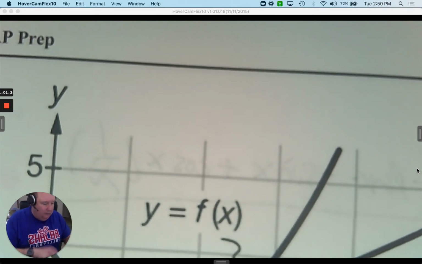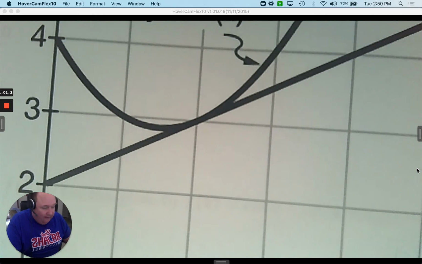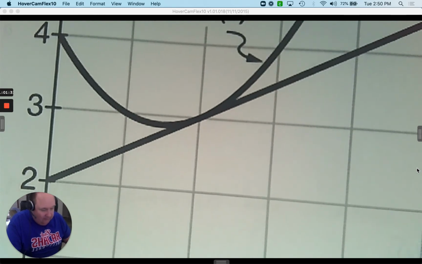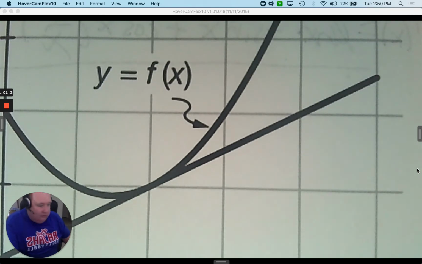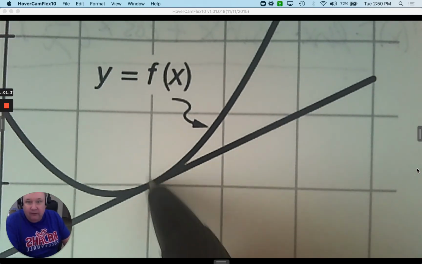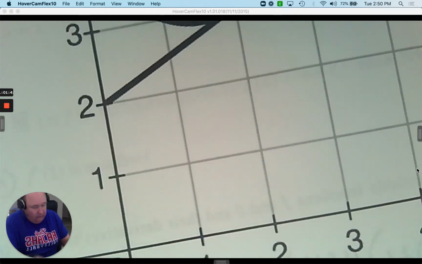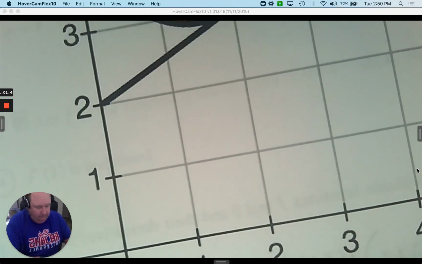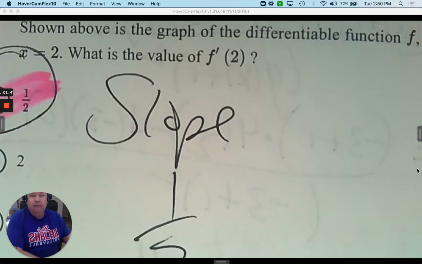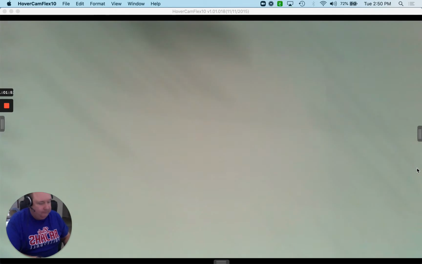In number 40, shown above is the graph of a differentiable function along with the line tangent to the graph at 2. What is the value of the derivative at 2? That's just the value of the slope here. This is up 1 and to the right 2. That's 1/2. And there's your answer. The slope, up 1 over 2.